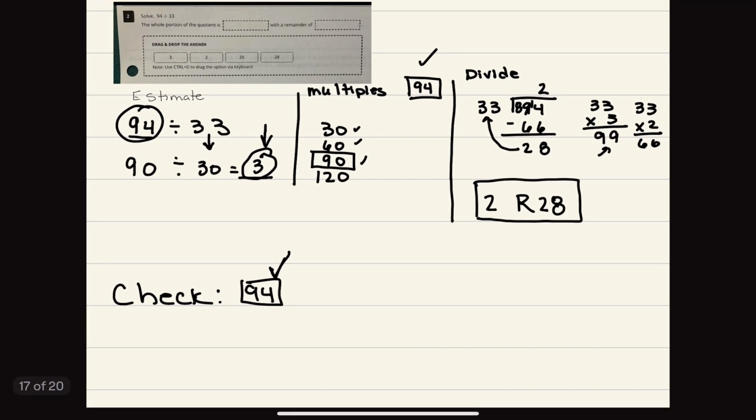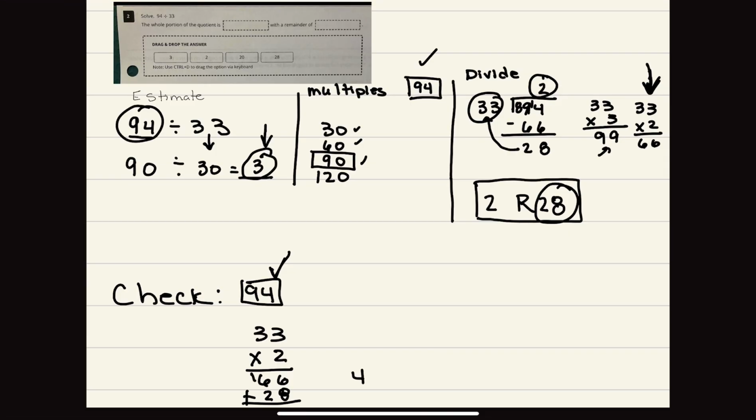So I'm going to take 33 times 2, which they should already have here, but I do want them to rewrite it to show that they understand how to check it. So 66, and then we're going to add our remainder to that. So plus 28. 8 plus 6 is 14, 6 plus 1 is 7, plus 2 is 9, so 94. So since I get what I had as my dividend, I am good. So my answer is 2 with a remainder of 28.